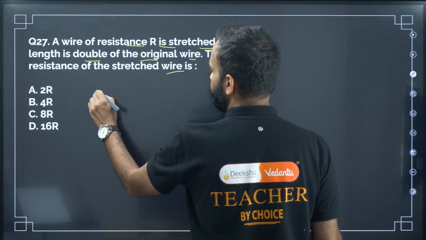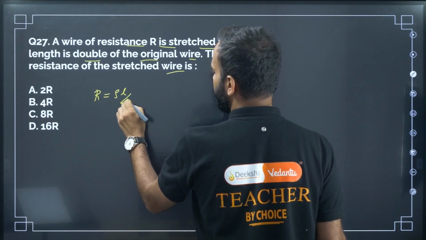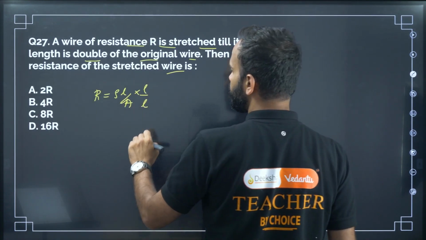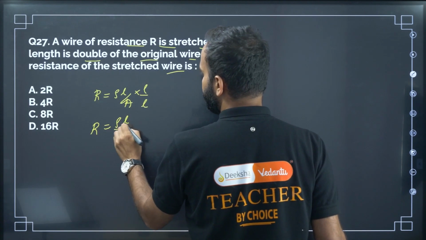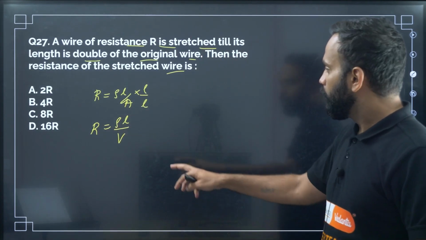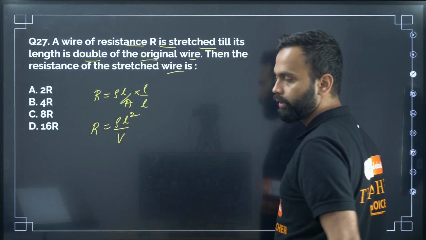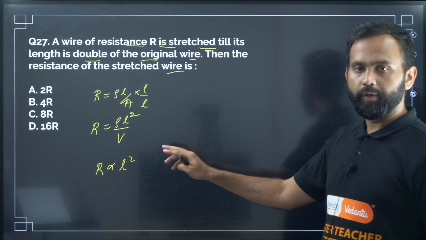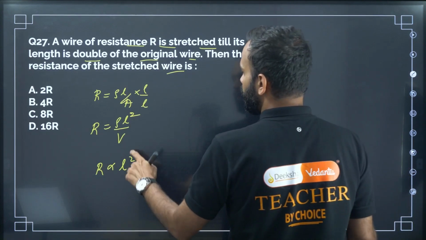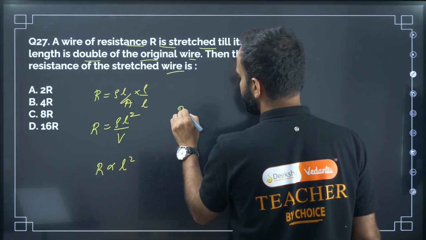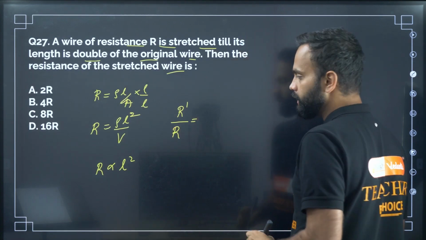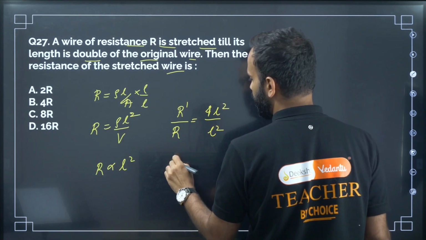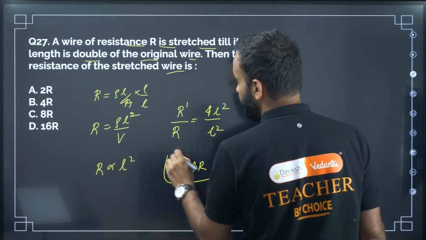here we know that R equal to rho L divided by A. Now multiply and divide by L. Rho is resistivity, L is length of the wire, A is area of cross section of the wire, R is resistance of the wire. So R equal to rho L squared divided by V, since A into L is the volume of the wire, and the volume remains the same. Now R is directly proportional to L square. Now the length is doubled, so R dash, the new resistance, divided by the original resistance is equal to L dash square, that is 4L square divided by L square. So now R dash is equal to 4R. The correct option is B.